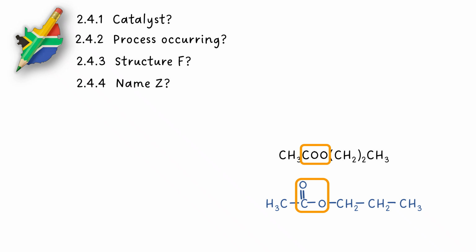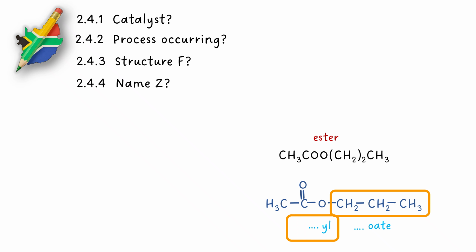We can see that it has an ester group here. So compound F is an ester. Ester names have two parts. The first ends in -yl and the second in -ate. When naming an ester, the portion of the molecule attached to the ester oxygen is used for the first part of the name. Since there are 3 carbons, we write propyl.